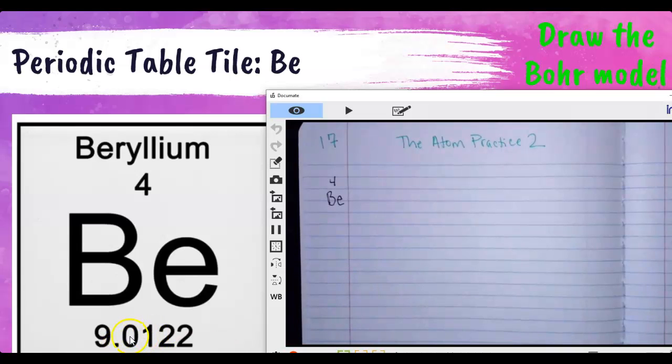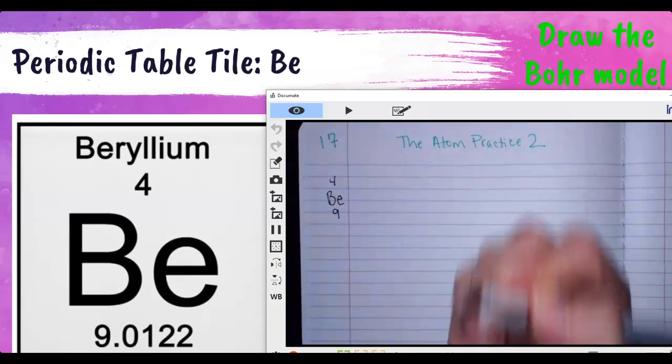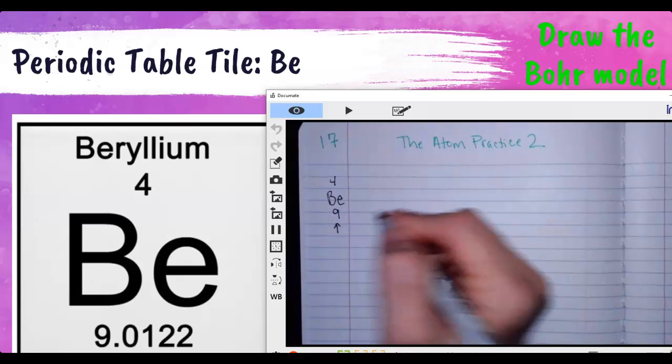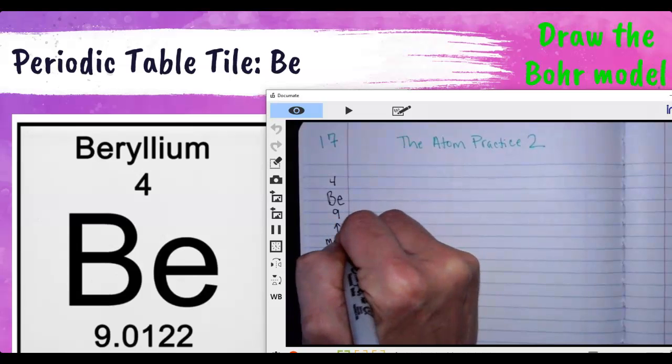Okay, so remember when you're rounding, this number right here, the 0, determines whether we round this up or leave it alone. Okay, so if the number after your whole number is a 5 or bigger, round it up. If not, leave it alone. So beryllium is going to have 9 right here. And when we round it to a whole number, now we call it the mass number.